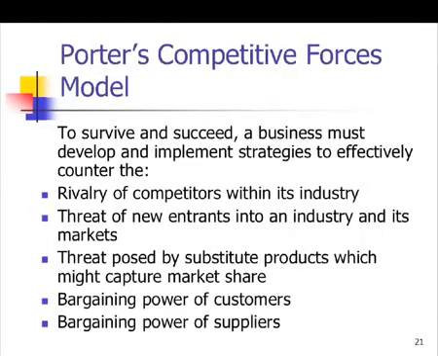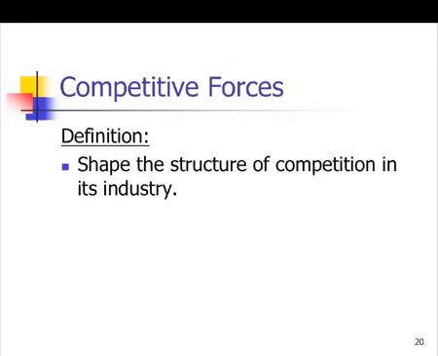And then we have Porter's competitive forces model. This was out of the text, and if you were in my MIS class, I went over Porter's model. In the top paragraph right before the bullet points, it explains that to survive and succeed, you must develop and implement strategies to be effective and counter these particular forces. This is basically a summary of this particular chart right here.